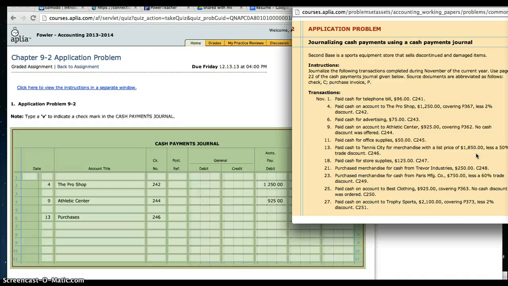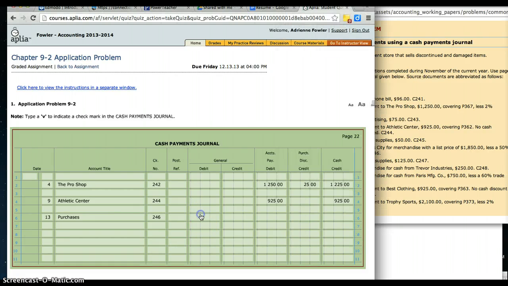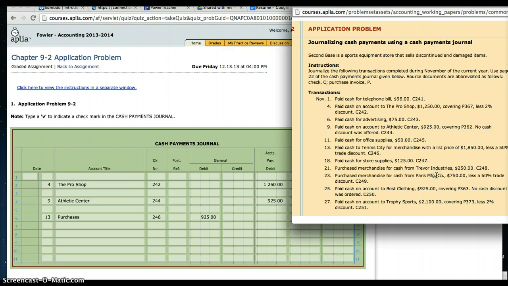So we're going to take this amount and we're going to multiply it times 0.50. When we do that, we get $925. That's just going to be a debit to purchases and a credit to cash to pay for it. And let me see, there's one more that I wanted to do with you. So we've got the 18th should be fine.